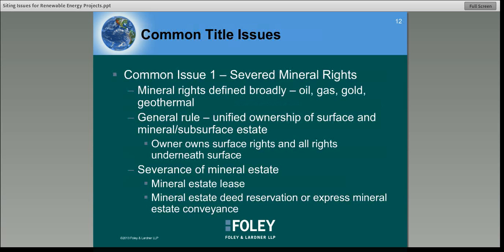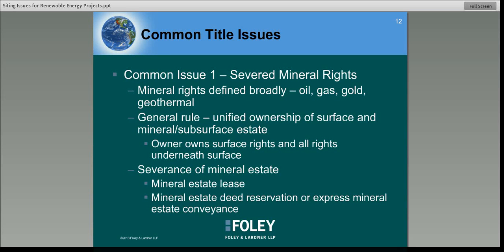Okay, so what are some of the common title issues that we see on these projects? Number one is the issue of severed mineral rights. This is an issue that I see on most of the projects that we work on. In this discussion, when I talk about mineral rights, I'm using that term very broadly. So that's oil, gas, gold, other precious metals, and even geothermal energy rights. The general rule of property is that there's unified ownership of the surface estate and the mineral or subsurface estate, meaning that the property owner owns the rights to the property surface, as well as all rights beneath the surface for the extraction of minerals.